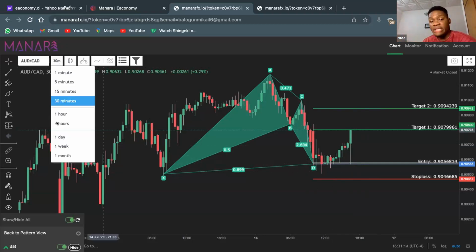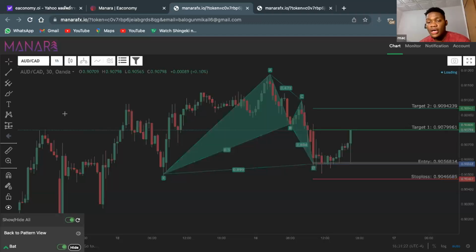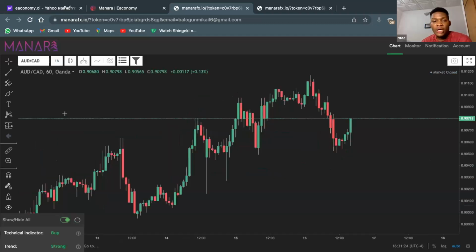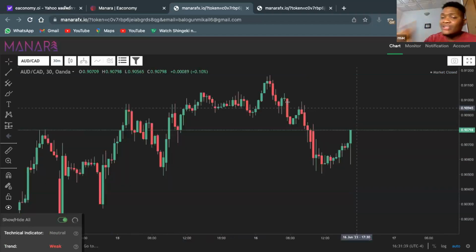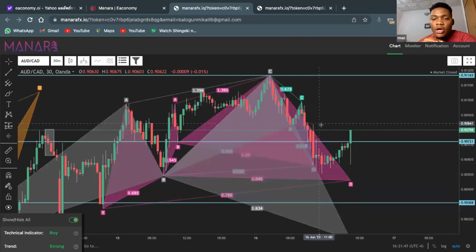You can even change the time frame here to see what it's giving you. This was given by Manara on a 30 minutes time frame, but you can change it to see what it's giving you on a 1 hour, right? Although this is more complicated on a 1 hour, this is still a butterfly pattern. But leave it on the time frame that was given by Manara. When you leave it, we literally just show you the exact points.